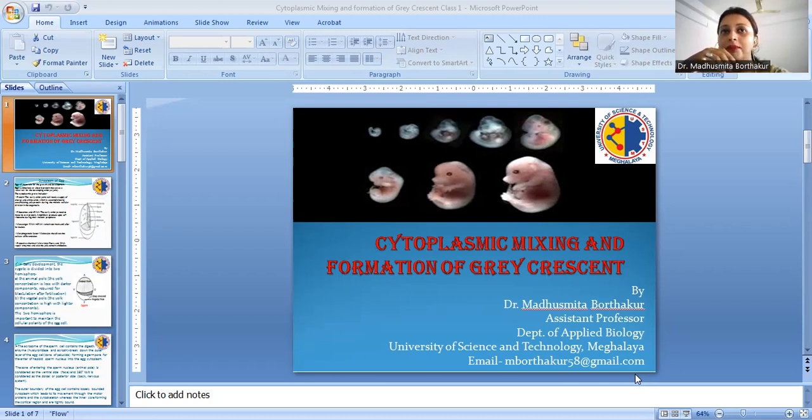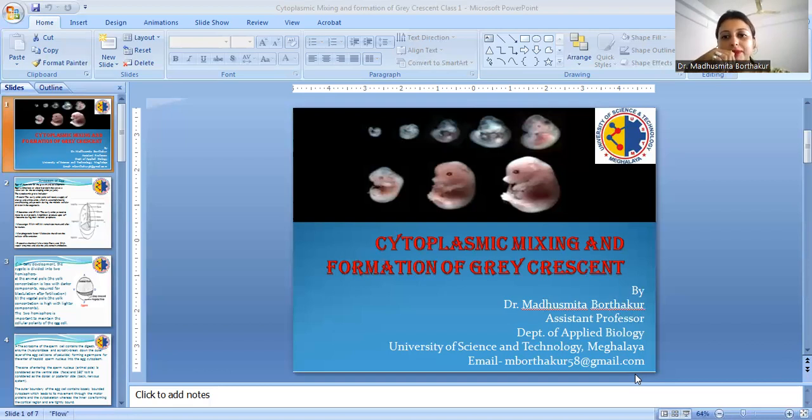formed. This topic is important in order to determine which side of the embryo will develop into the face, which side of the embryo will develop into the tail. Tail means the dorsal side, face means the ventral side. Try to remember, face is the ventral side, tail is the dorsal side. Our back side is the dorsal side, our front side is the ventral side. Okay. Coming to this topic, cytoplasmic mixing.